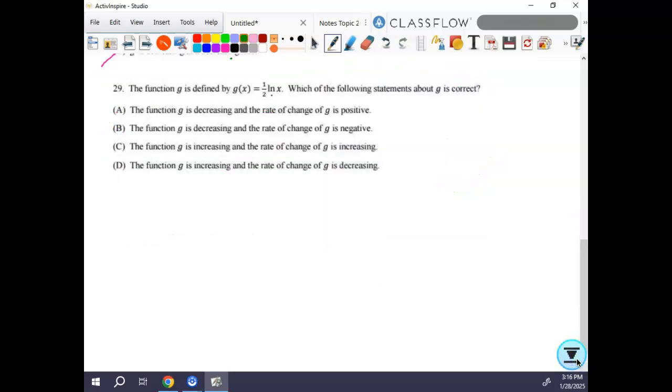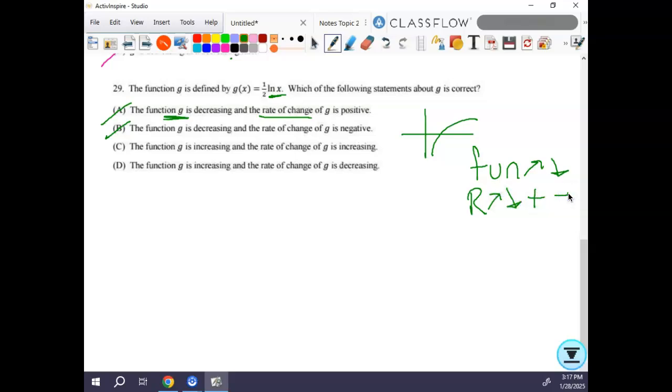All right, natural log of x, graph looks like this. The 1/2 squishes it, no big deal. Looking at the function itself, it is increasing, so I can eliminate A and B. And then we're talking about the rate of change, so I need my fun chart. If I want to know if the rate is increasing or decreasing, I'm looking at concavity. We're concave down, so the rate is decreasing. The answer is D.